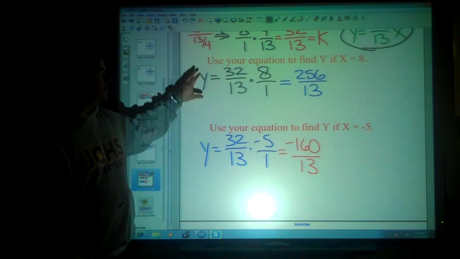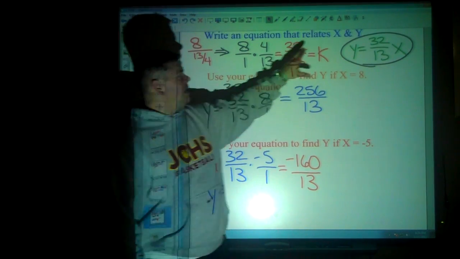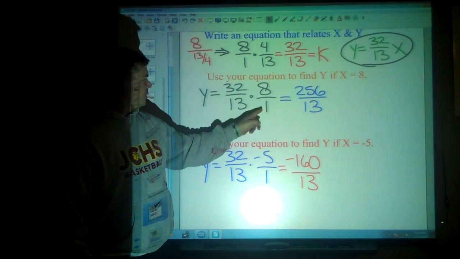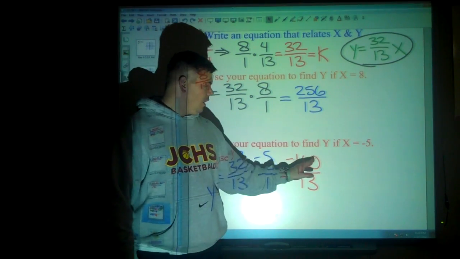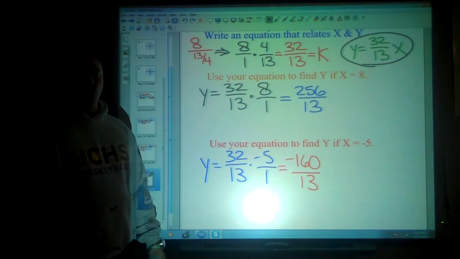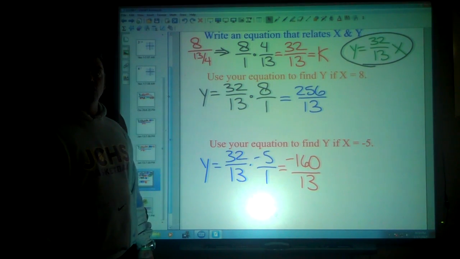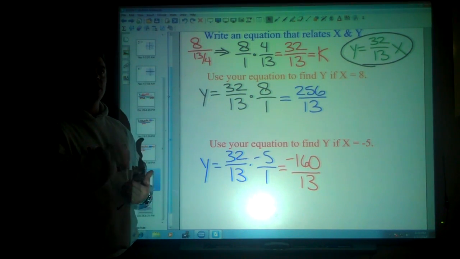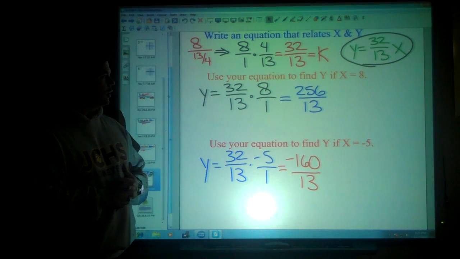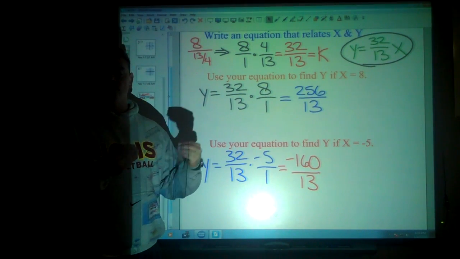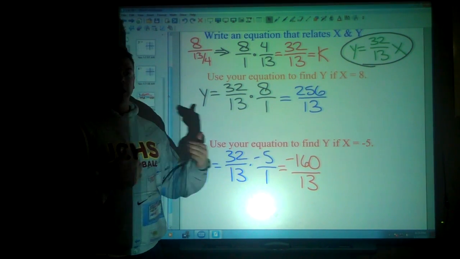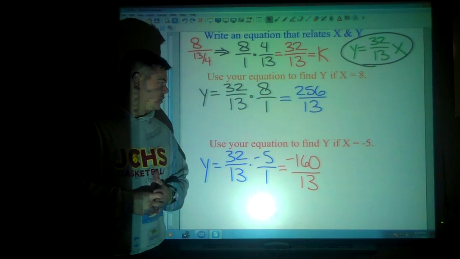But either way, you still have to take the equation we came up with, and then substitute values in for x, multiply straight across to come up with your values for the y. And that's how we use direct variation. First we must find our constant, then we can substitute values in for our equation and come up with the answer for y as it relates to the other according to that constant of variation.